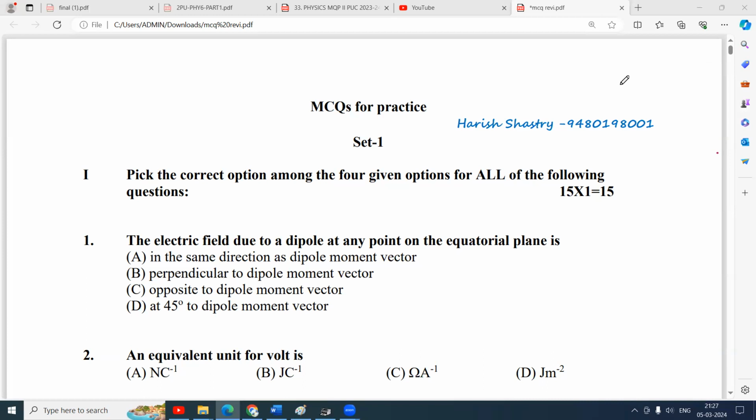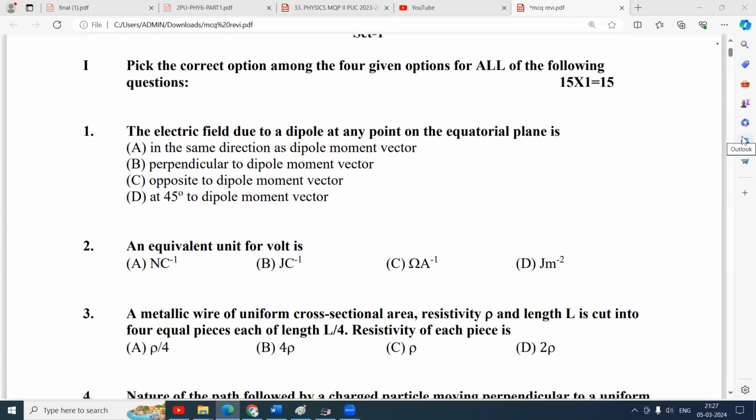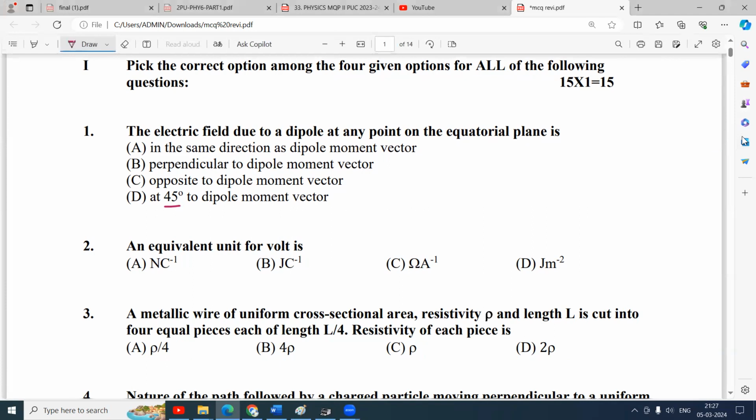The electric field due to a dipole at any point on the equatorial plane is in the same direction as dipole moment vector, perpendicular to dipole moment vector, opposite to dipole moment vector, or at 45 degrees to the dipole moment vector. So there are four options, and we derive this in the syllabus. The electric field due to a dipole on the equatorial plane.